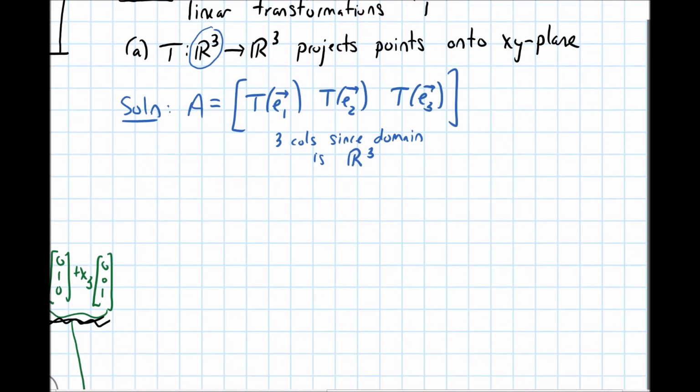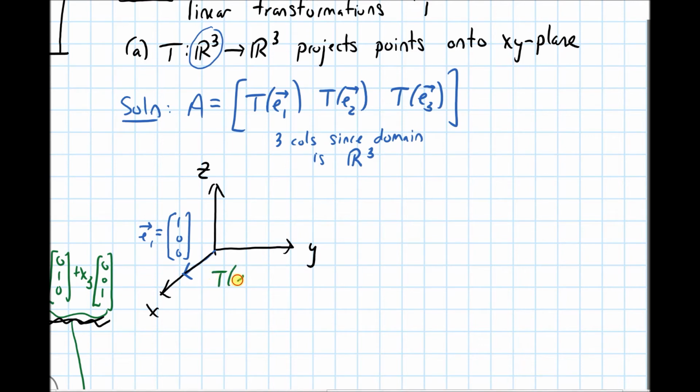So let's use the geometry behind this transformation to figure that out. What I'm going to do is draw my x, y, z axes. And then I'm going to draw the vector E1. So E1 is 1 unit in the x direction. So it's the vector 1, 0, 0. So that is E1. And I want to know what T of E1 is. What is T of E1 equal to?